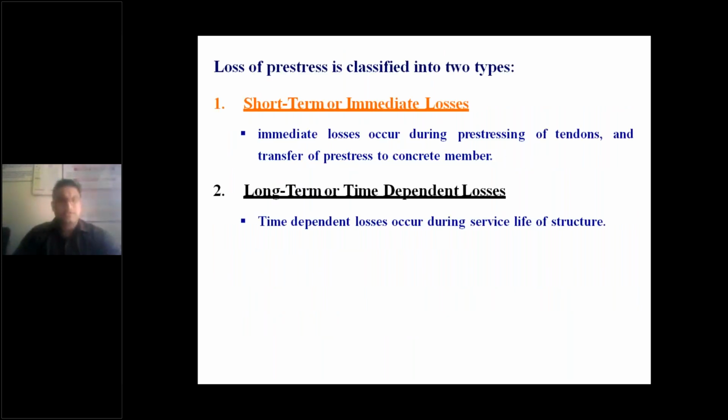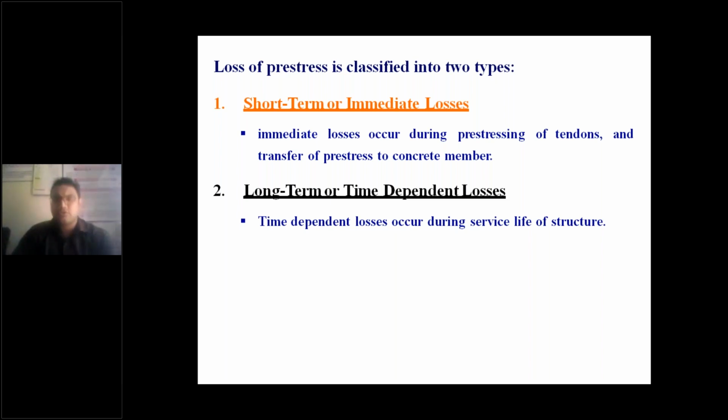As we know, the losses of prestress are classified into two: short-term or immediate loss, and the second one is long-term or time-dependent loss. Short-term losses or immediate losses mean the losses which occur during pre-stressing. What are the losses that come under immediate losses? Anchorage slip, elastic shortening, and the next one is frictional loss.